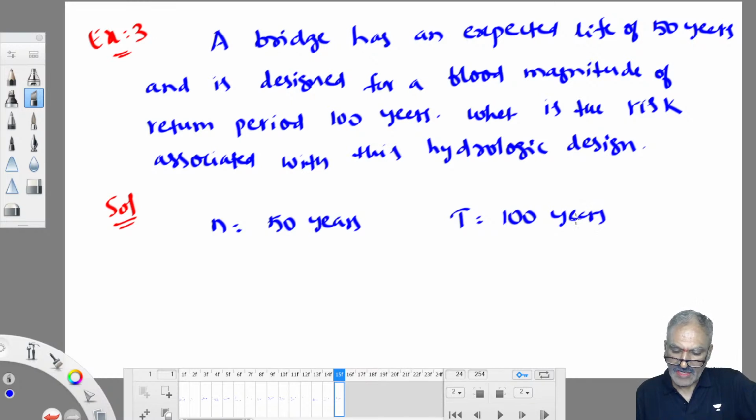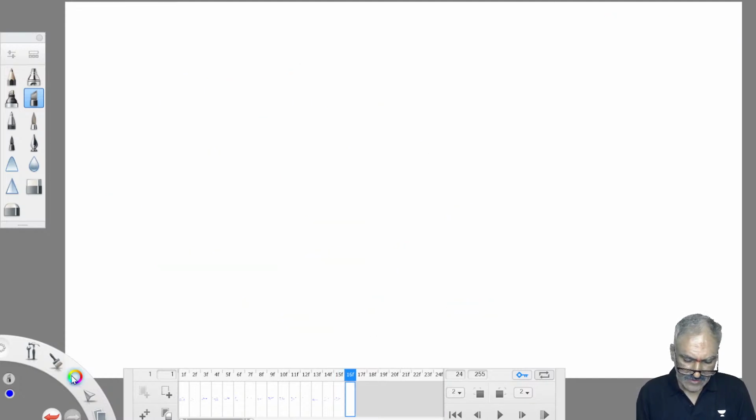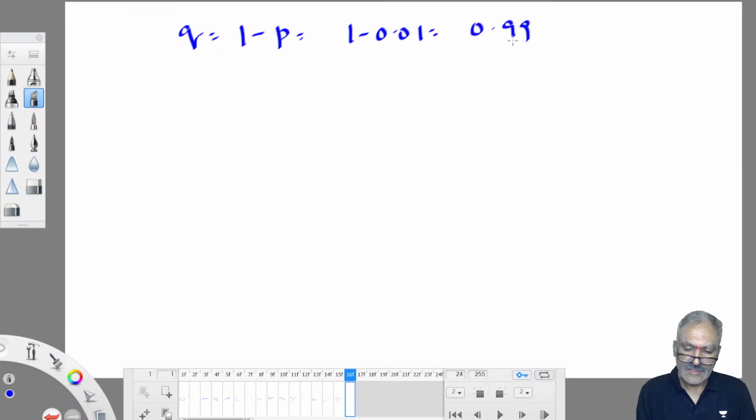Then he is asking, what is the hydrologic risk, or simply risk. To work out risk, what is required? Q is required. How can you find Q? With the help of P. So first we need to work out P. P is equal to 1 by T, 1 by 100, 0.01. Then Q is equal to 1 minus P, 1 minus 0.01 is 0.99.